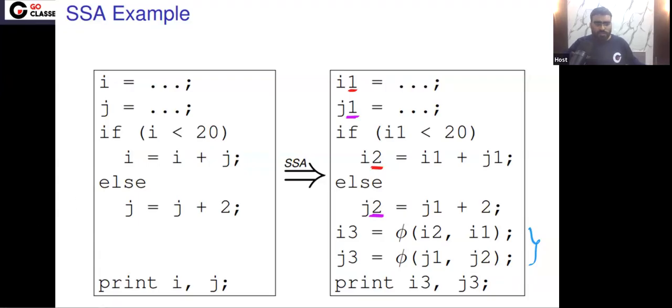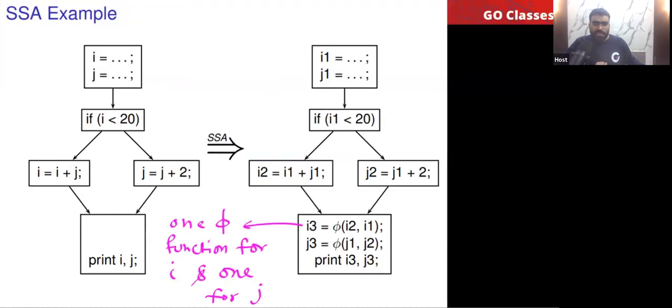Now, did you notice one thing? Is there anyone here who noticed that I am writing I2, I1, J1, J2? Can I change the order? Can I write I1, I2, J1, J2? Notice this simple point. Remember, here you want to print I, J.